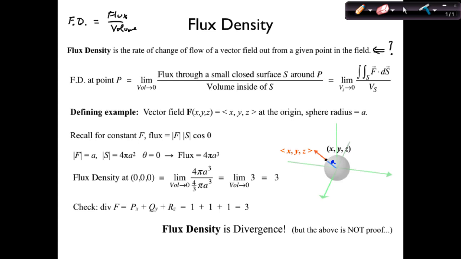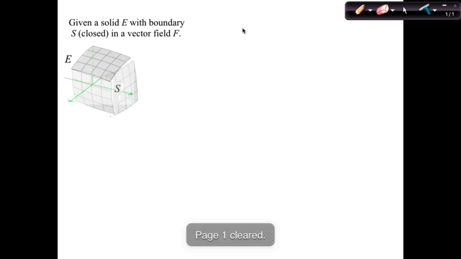Okay, questions on flux density? So now I'm going to give you an outline of the actual proof, or a proof of what's called the divergence theorem. Questions? Okay, so here, we have a solid E with a closed boundary S in a vector field F. Okay, so we've done lots of problems like this now. Closed surface S, enclosing a solid E.